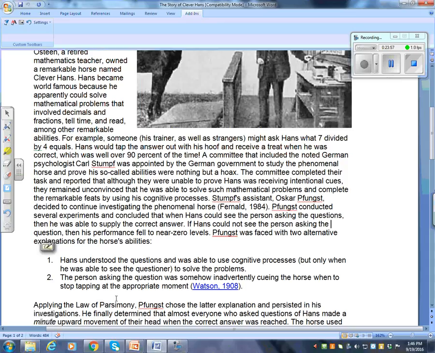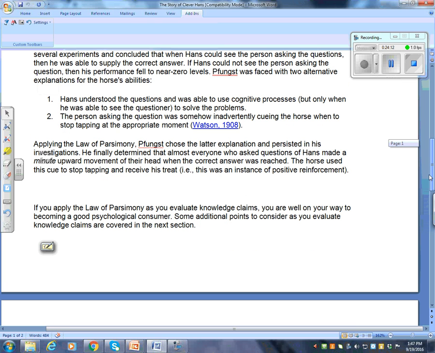The second one, that the person was giving the horse a signal. Right? The other one is that horses are really smart. So theory, not very good. Applying the law of parsimony, Pfungst chose the latter explanation and persisted in his investigations. He finally determined that almost everyone who asked questions of Hans made a minute upward movement of their head when the correct answer was reached.